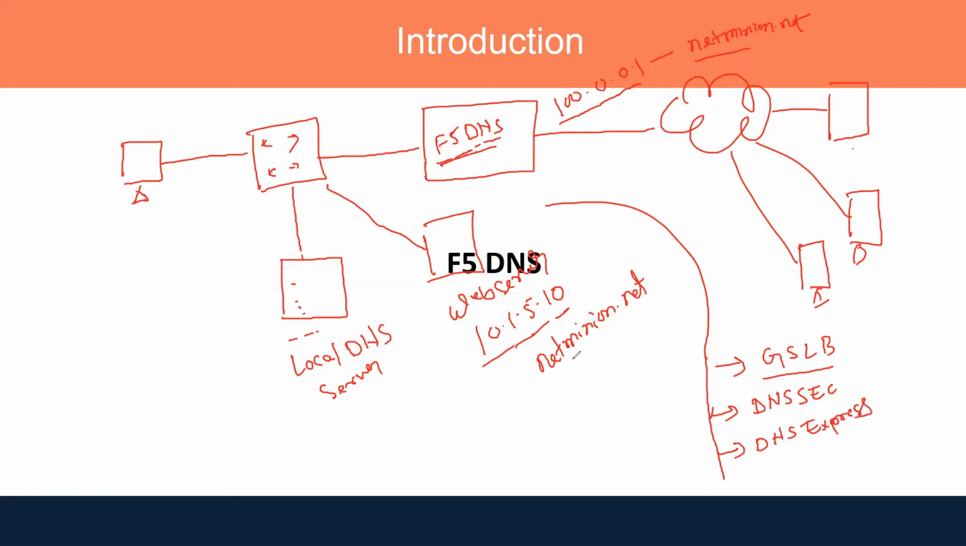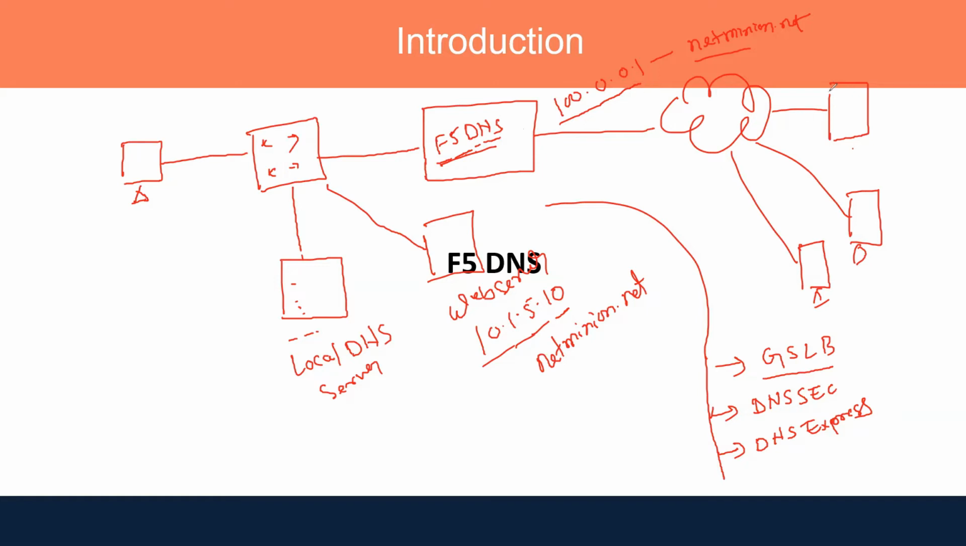When I say Express, that means millions of DNS requests it can handle without any issue, right? But if you would use any other server apart from F5 to handle the DNS request, maybe that device has a limitation. Okay, but not on the F5. So it can handle millions of DNS requests per second, okay, and it can respond within milliseconds.